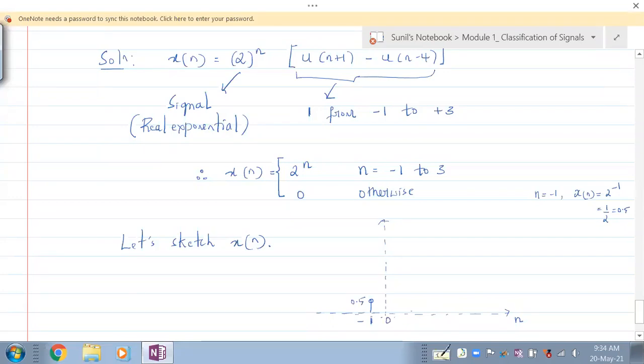At n equal to 0, x of n is 2 power 0. So it is 1. Let's have 1 at n equal to 0. Understand? Similarly, at n equal to 1, it would be 2. At n equal to 2, it is 2 power 2, that is 4. At n equal to 3, now this is the last sample.